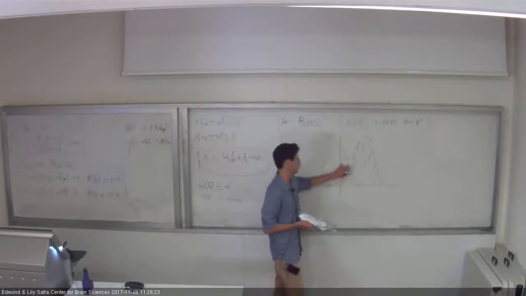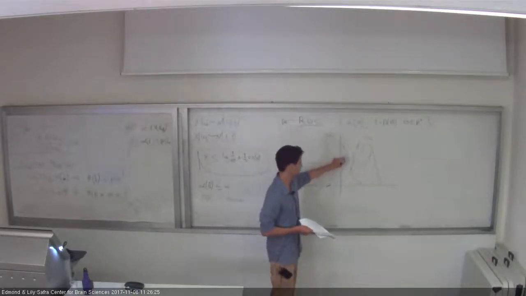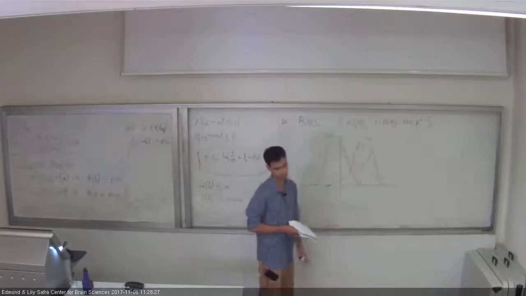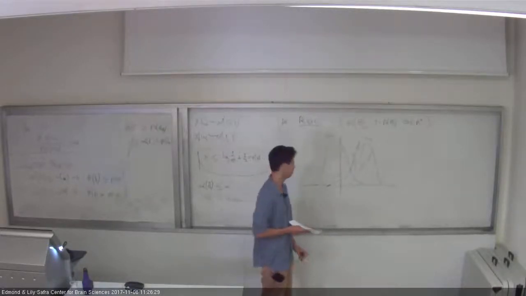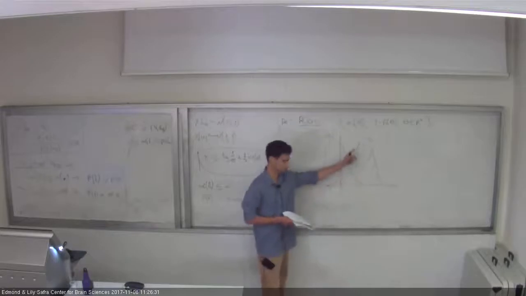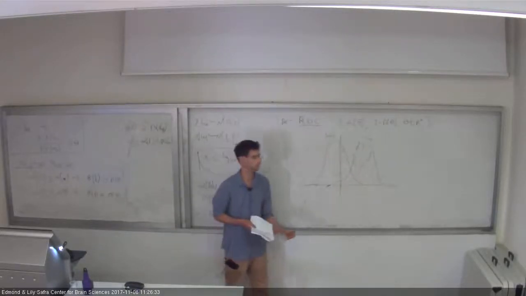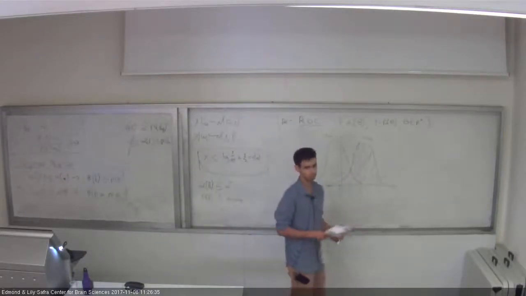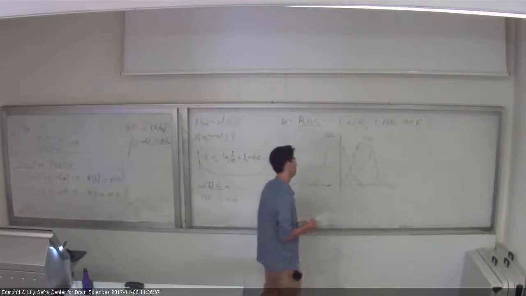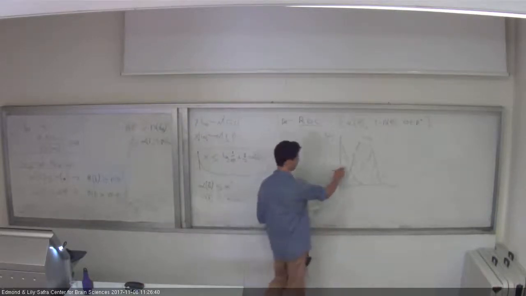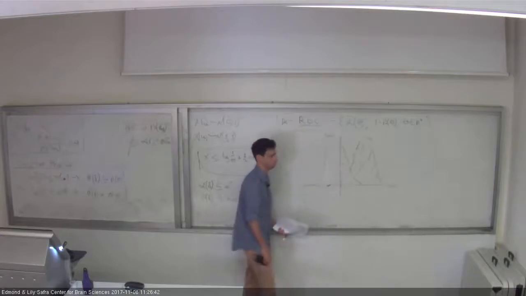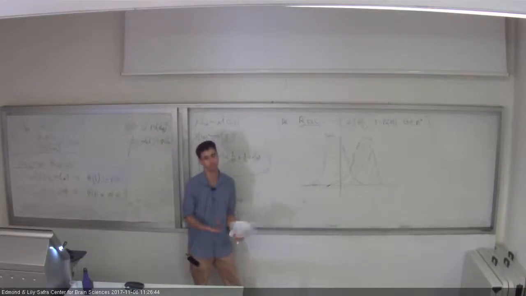Because, for example, if we see a sample in this area, we will say that it's W0, but the true thing is that it comes from W1. So it will be a false.